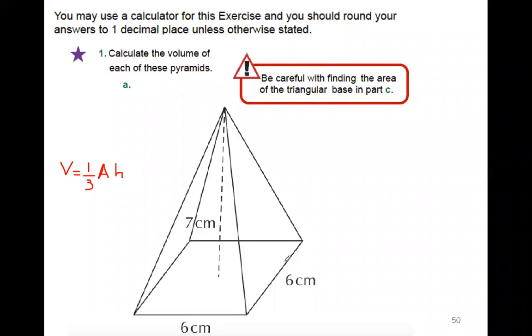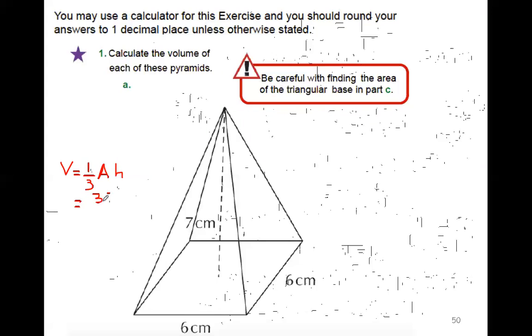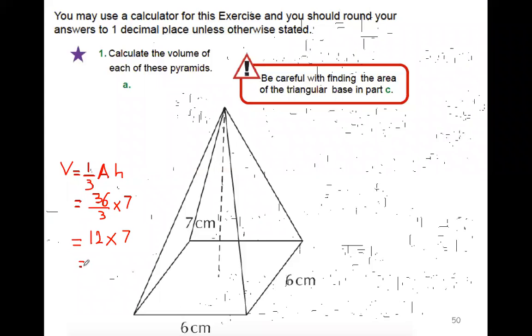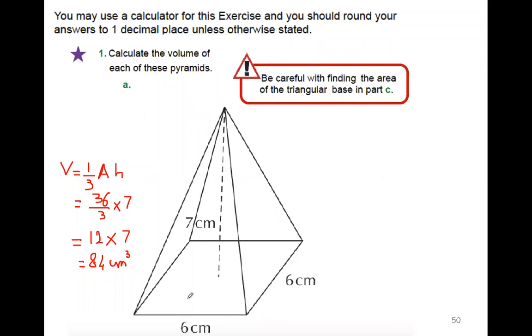So area here is 6 by 6, so that's 36. 36 divided by 3 is 12, times 7. So 10 times 7 plus 14 basically. So 70 plus 14, 84. 84 centimeter cube. So area times the height divided by 3 based on the formula list.